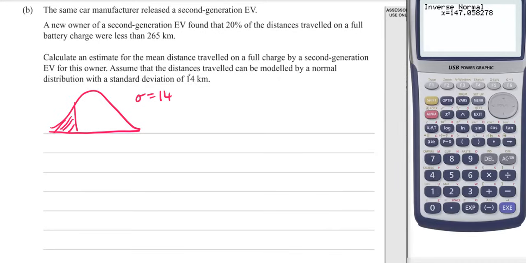We've got the lower 20% goes less than 265. We want to calculate what the mean would be. So what is the mean of that distribution here? The mean I will refer to as mu. Now to do these questions, we use what's called the standardized normal curve.